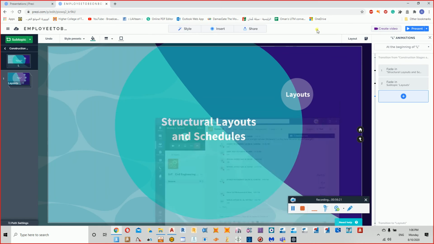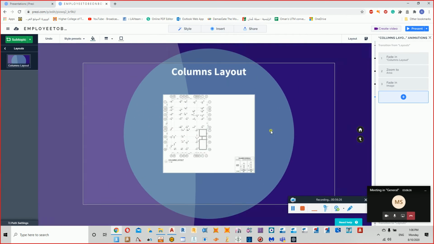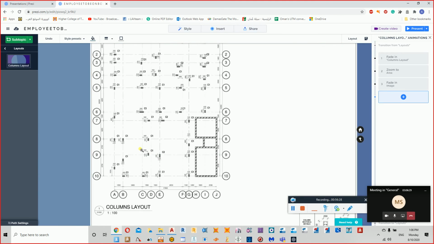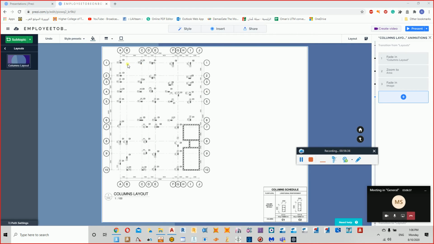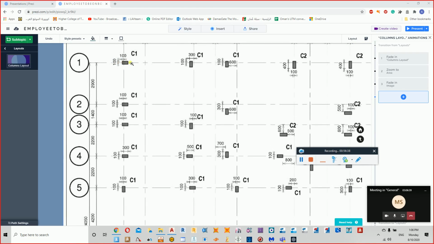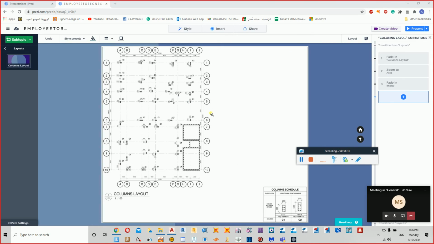Okay. After the beams layout, we are going to go for the columns layout. So this is going to be the columns layout, and in the columns layout, we don't show the beams normally. Okay, we only show the columns. Okay? And if you see here, we have different columns. Column number 1, column number 2, column number 3, and normally the columns will be categorized based on their sizes.